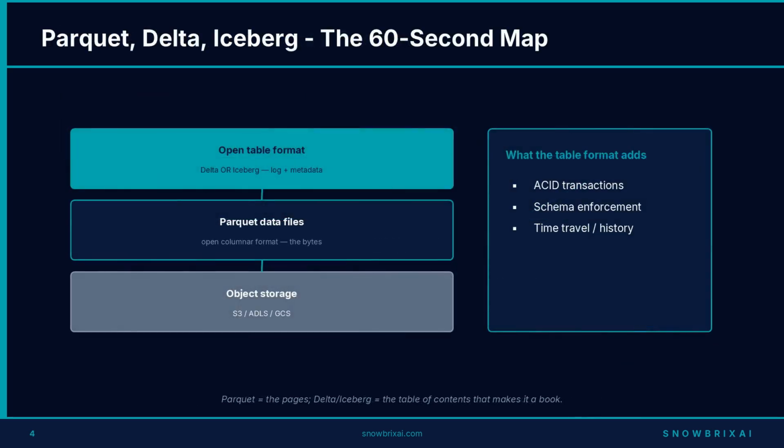Let me give you this 60-second map of the formats. Parquet is the open columnar file format, fast, compressed, the actual bytes sitting underneath. Delta and Iceberg are open table formats. They add a metadata and log layer on top of Parquet. That layer brings ACID transactions, schema enforcement and time travel. Here is the picture I want you to keep. Parquet is the pages. Delta and Iceberg are the table of contents that turn loose pages into a real book. Both do the job. Pick the one your engines speak best.